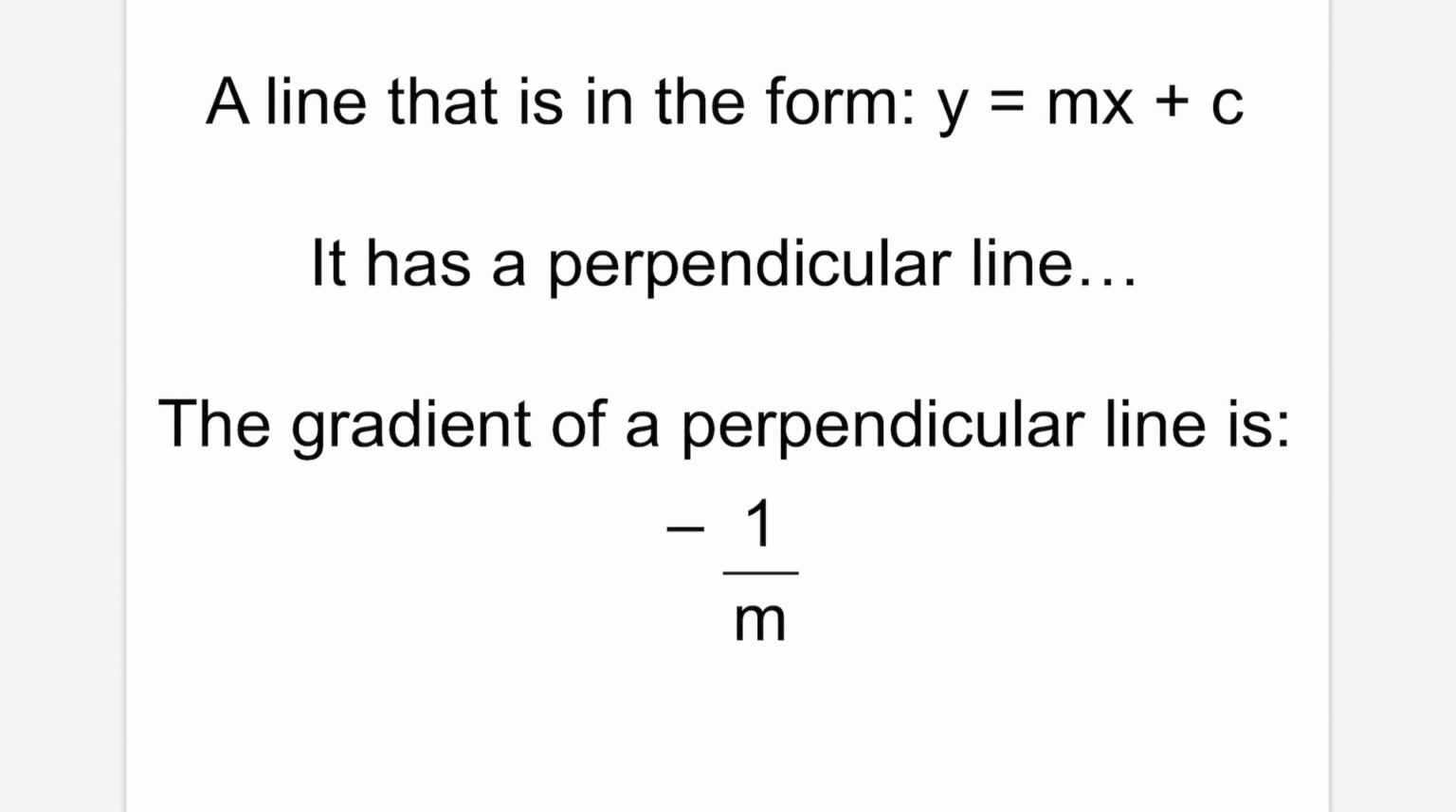So for example, if we had our original equation as y = mx + c, we take the gradient m, we do -1/m, the negative reciprocal, and that will give us the gradient of the new line.